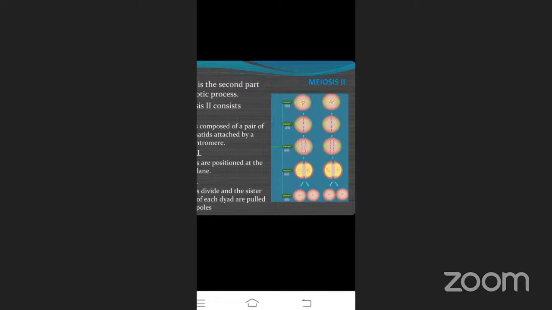In case of failure, these regulatory mechanisms are called cell cycle checkpoints. The checkpoints present in the cell cycle are three: the G1 checkpoint, the G2 checkpoint, and the M checkpoint.